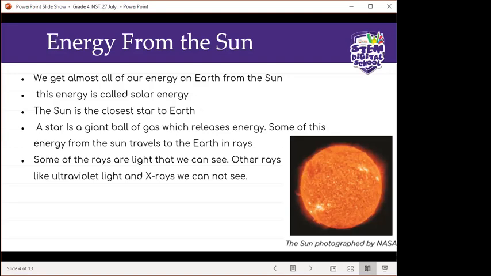Then some of this energy from the sun travels to the earth in rays. Some of the rays are light that we can see, and other rays, like ultraviolet light and X-rays, we cannot see.